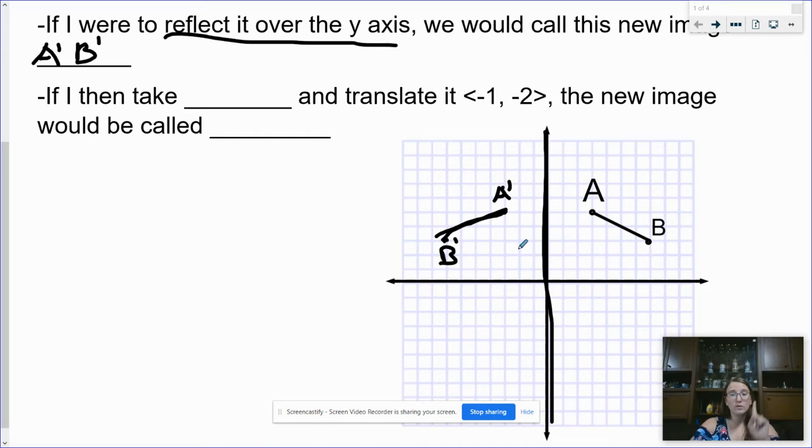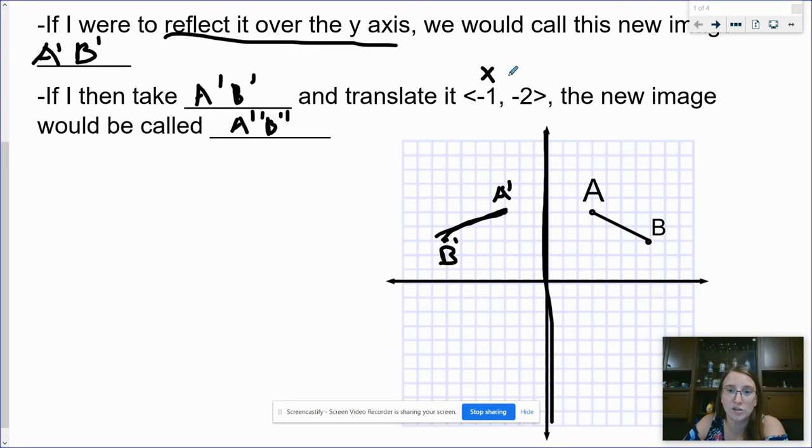Now we can take A prime, B prime, and I can now do a transformation on that. So what we're going to call this new image after I do a translation on it, I'm going to call this A double prime, B double prime. That means we took our original image and we did 2 transformations. That's why there's 2 of those little dashes. So I'm going to translate it -1, -2.